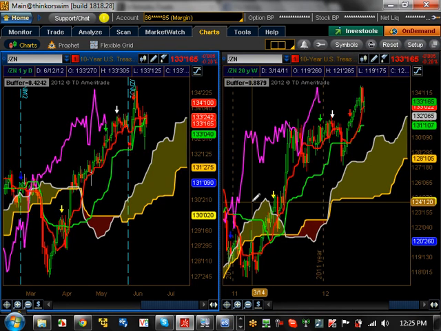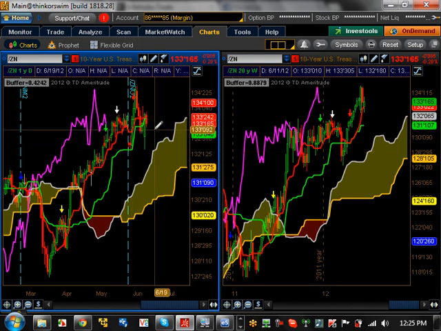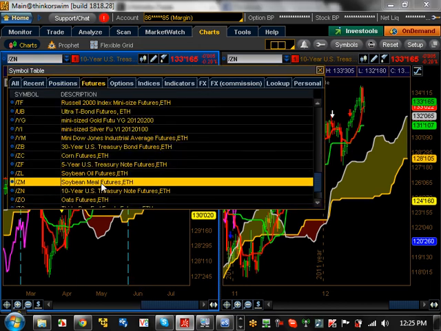10-year Treasury notes, still bullish trending on the weekly time frame. The dailies now look like the big volatile swings back and forth, and we're consolidating here at the top.